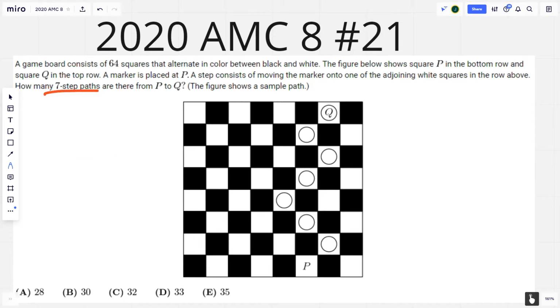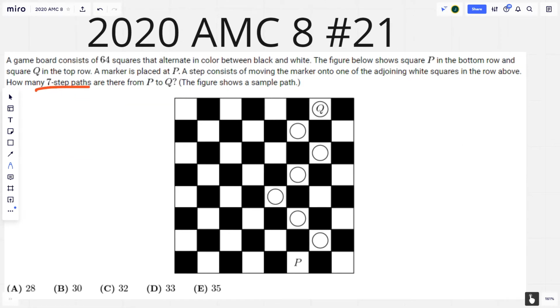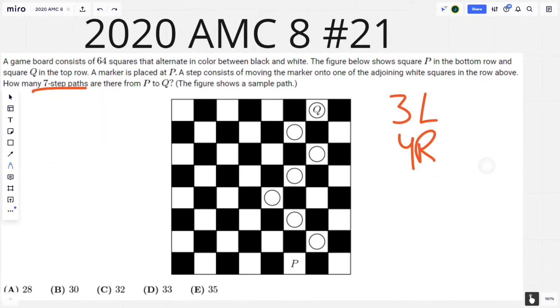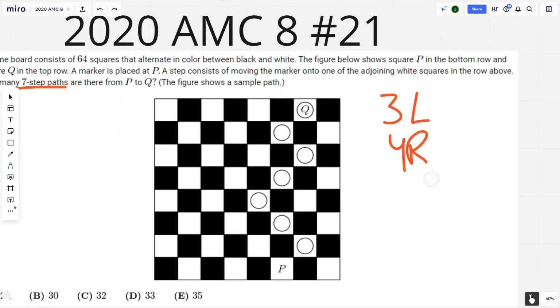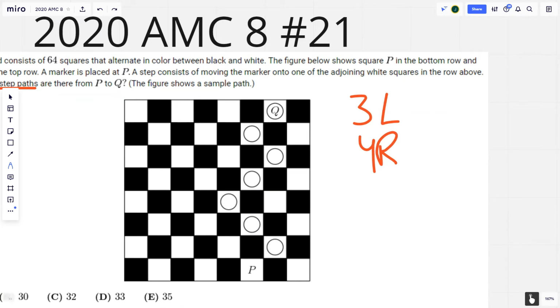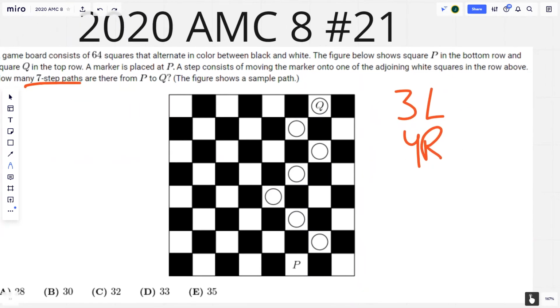One thing that's important to keep in mind here is that, regardless of what path we take, we have to use a total of 3 left steps, and I'm using L here to abbreviate, and 4 right steps. This should be clear because P is to the left of Q, so in order to get to Q, we have to take at least one more right step than left step to offset that difference. So we'll need a total of 3 left steps and a total of 4 right steps to get from P to Q. And this gives us our 7-step path that we need.